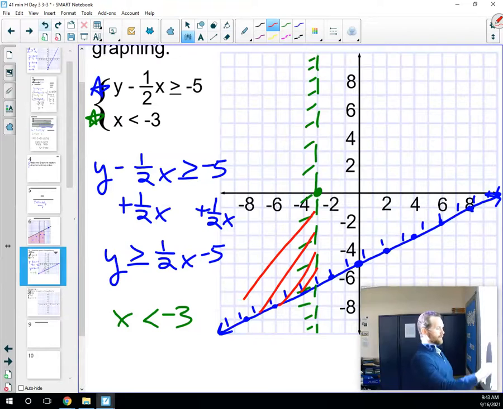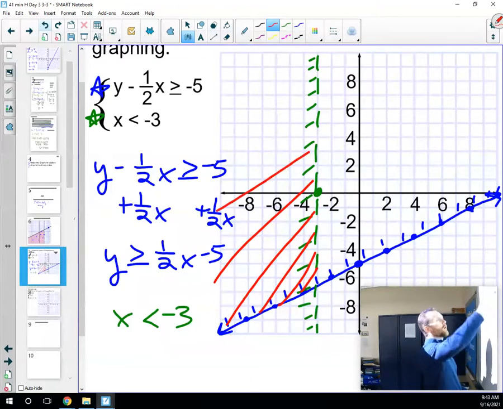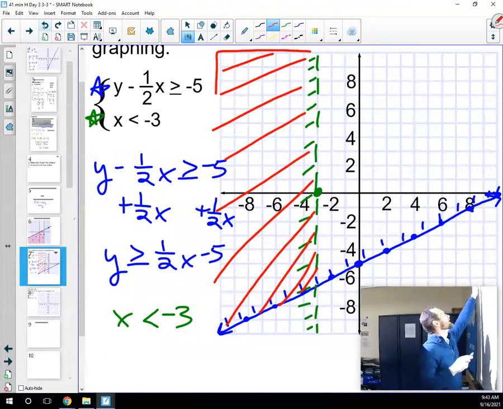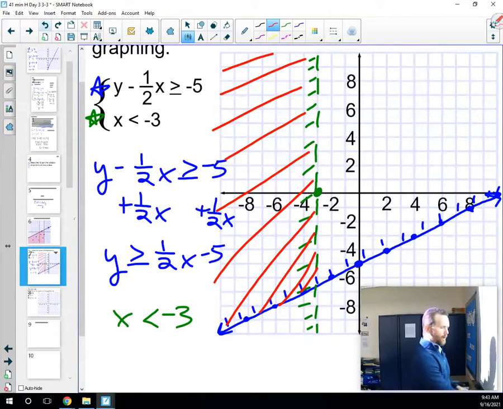I'm not going to shade in everything like it's a coloring book, but hopefully you get the idea. And remember, it doesn't just stop there. It keeps on going. Oh, I forgot my arrows on the green line. I guess that's not that big a deal, but it's important to have it.